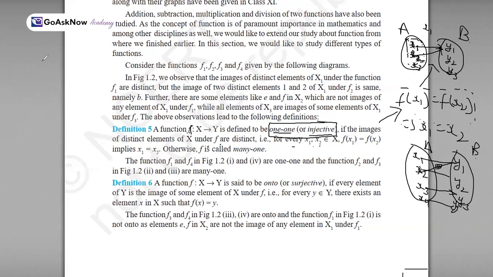If x1, x2, x3 are related to y1, y2, y3 in this manner, like x1 is related to y1 and then x2 is also related to y1, then it is not a one-one function. This will be called a many-one function, because one element is related to an element in set B, and another element is also related to the same element. That is, two elements are related to a single element in the set B. So it is called a many-one function. I will clear this part and move further.